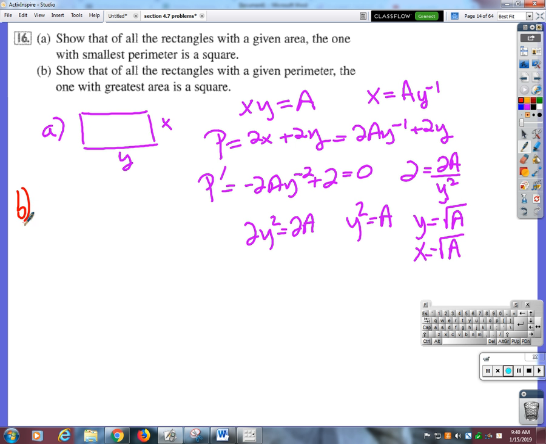All right, next one. Show that of all the rectangles with a given perimeter. So now we're switching this around. So we're going to say perimeter still equals 2x plus 2y. And then the area equals x times y. And this, the area thing, is what you're trying to take the derivative of. Okay?